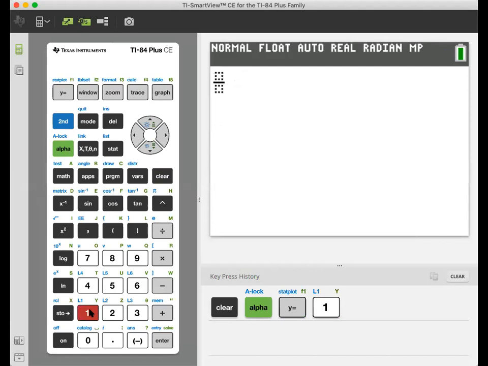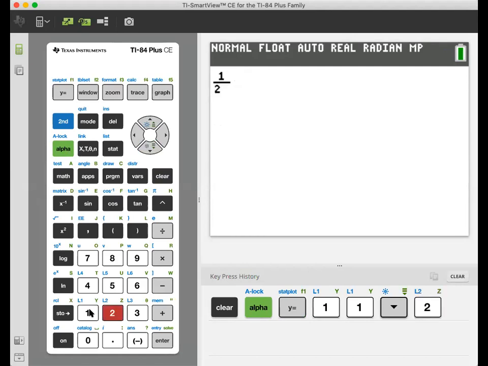So the question that we're trying to solve is 1/2 times 3/4. Now remember, you're going to type in 1 in the numerator, and then you have to actually physically use the down key to arrow down into the denominator, where I'm going to type a 2.